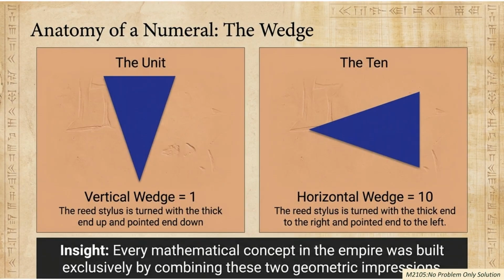The entire Babylonian system was built from just two geometric shapes. A vertical wedge represented the unit of 1, while a horizontal wedge represented the value of 10.